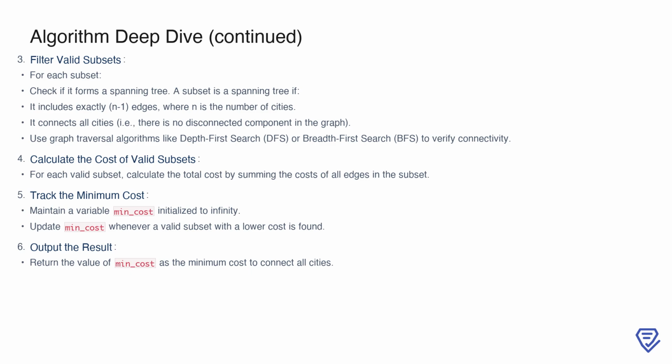Once we identify the valid subsets, we calculate the total cost for each by summing up the costs of the edges in the subset. We then maintain a variable, initialized to infinity, to keep track of the minimum cost observed so far. If a valid subset has a lower total cost than the current minimum, we update this variable. At the end of this process, the value stored in the variable represents the minimum cost required to connect all cities, which becomes our final result.